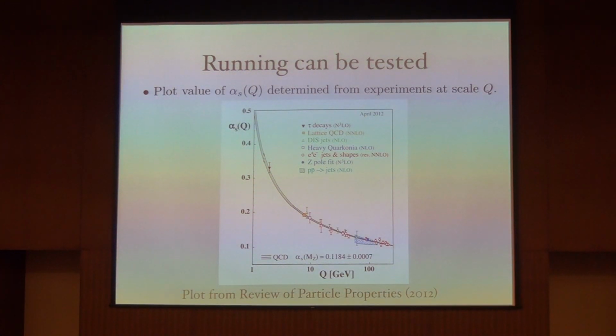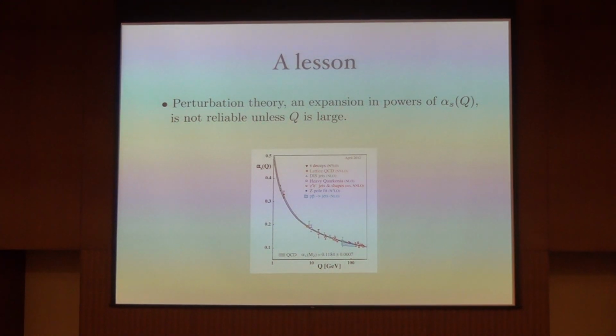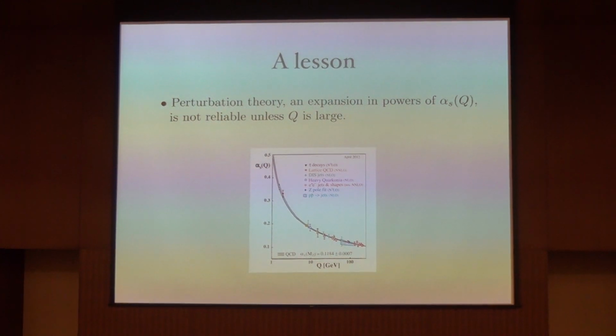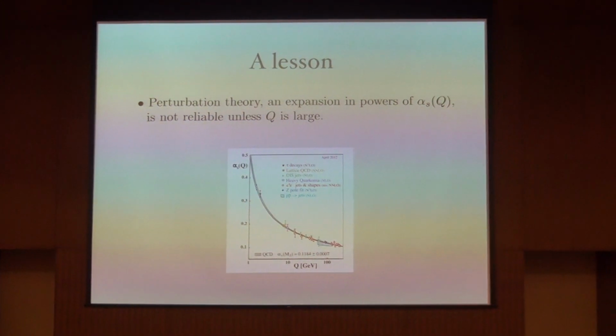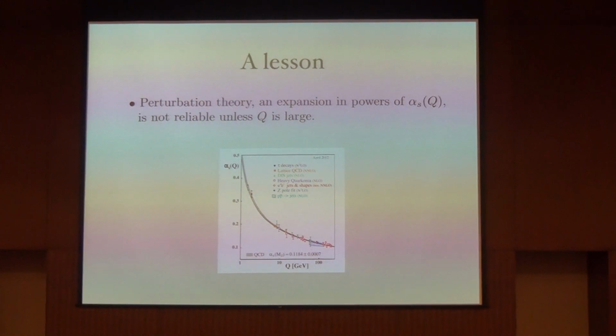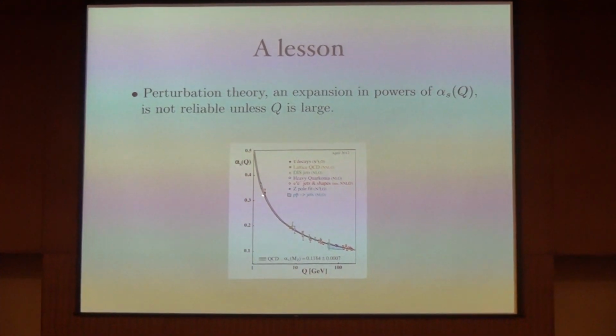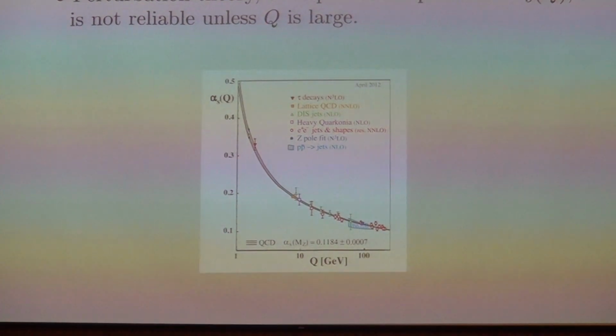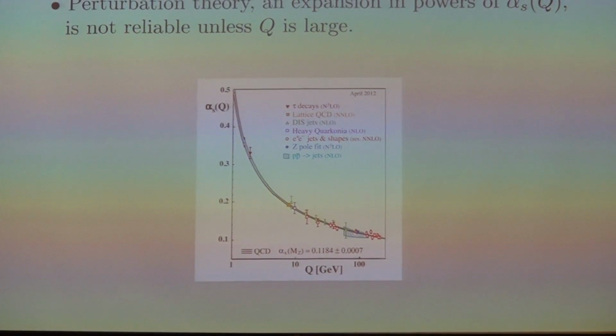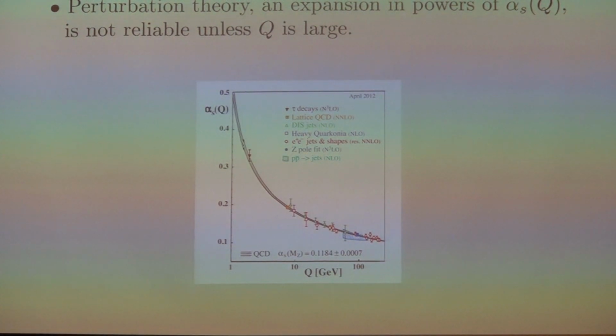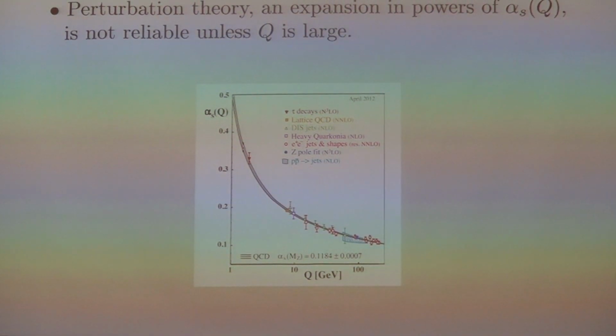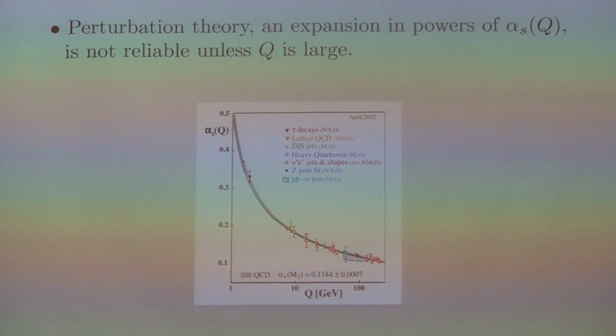Okay, so now we know about the running coupling, and there's a lesson from that. This part over here is called asymptotic freedom. That is, when you get to have large Qs, the coupling is less and less, so the quarks and gluons look more and more like free particles. But down here, for smaller Q, the coupling's getting bigger. And as you get down to smaller Q, you're not doing very well with perturbation theory, because perturbation theory is an expansion in powers of alpha strong. So we're going to have to be careful about that.